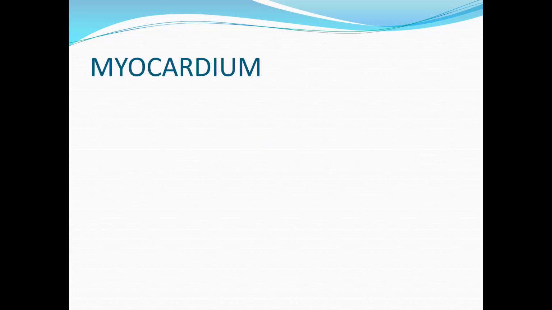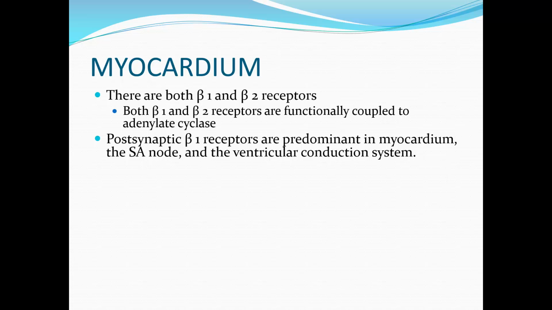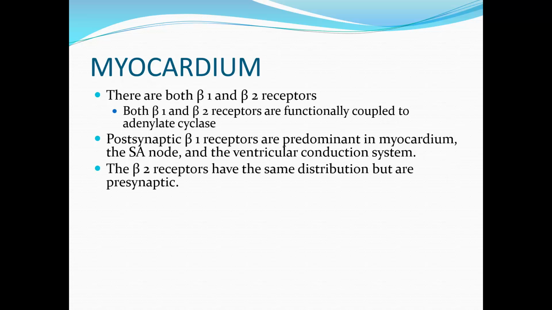So in the cardiovascular system, let's look at myocardium. There's both beta 1 and beta 2 receptors. And they're both functionally coupled to adenylyl cyclase. Postsynaptic beta 1 receptors are predominant in the myocardium, the SA node, and the ventricular conduction system. The beta 2 receptors have the same distribution but are presynaptic.